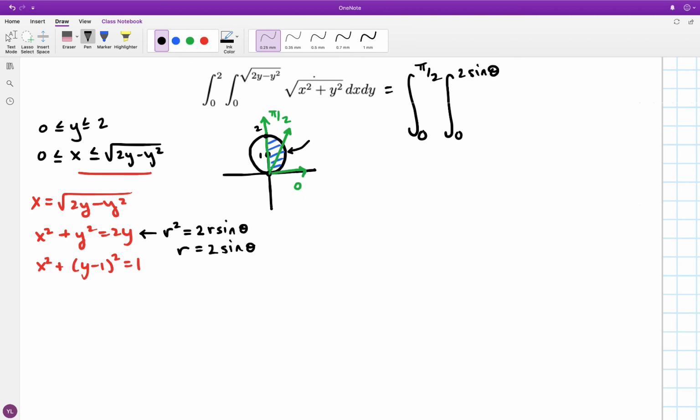I need to convert the integrand. X squared plus y squared is r squared. Under a square root makes r. And then the differential unit becomes r dr d theta.